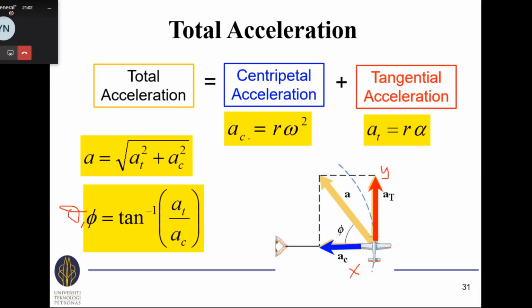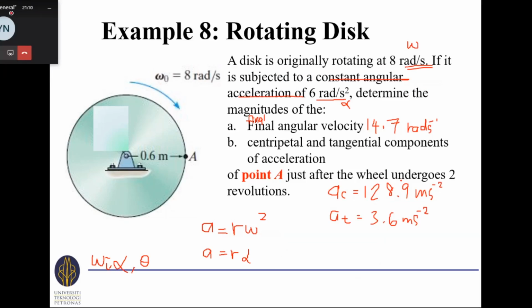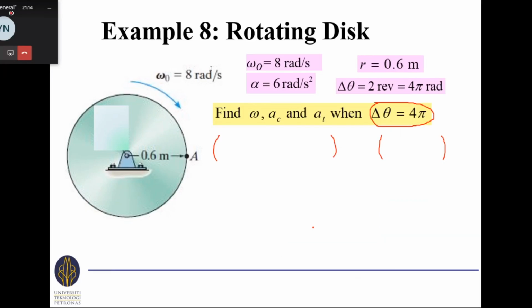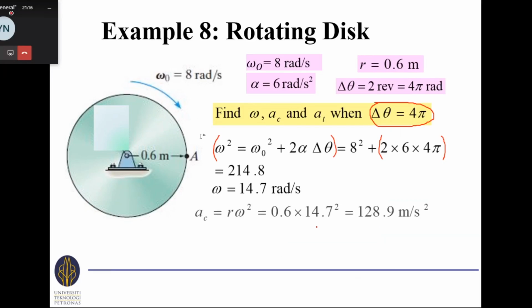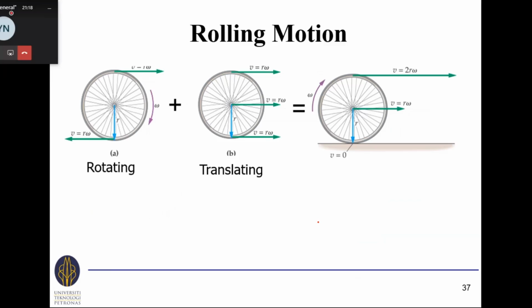So these are the two accelerations you're going to have when the motion is not uniform. I just want you to know that you have AC and AT. So that's all for total acceleration. I don't really want to go deep into this part, so you can just look at it, but again, it won't be in your final exam. I just want to introduce it so that you have a little knowledge of non-uniform circular motion. Going to the next part, we have rolling motion.